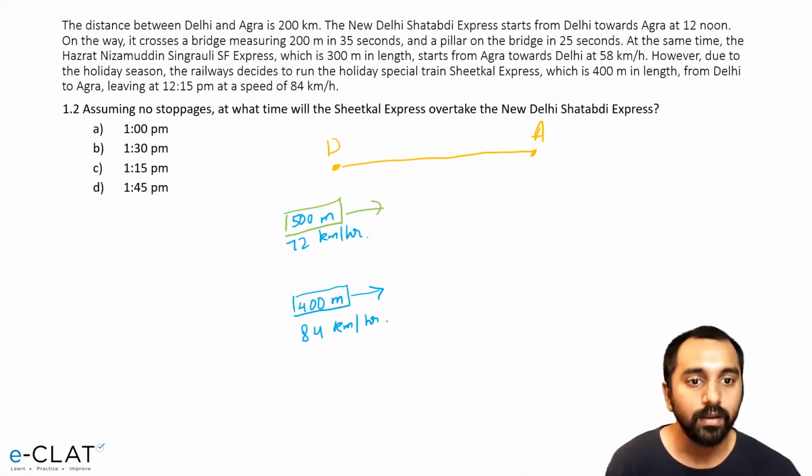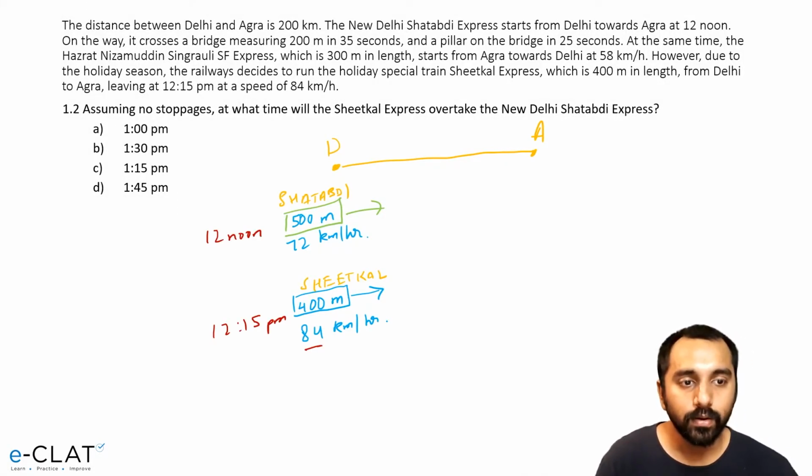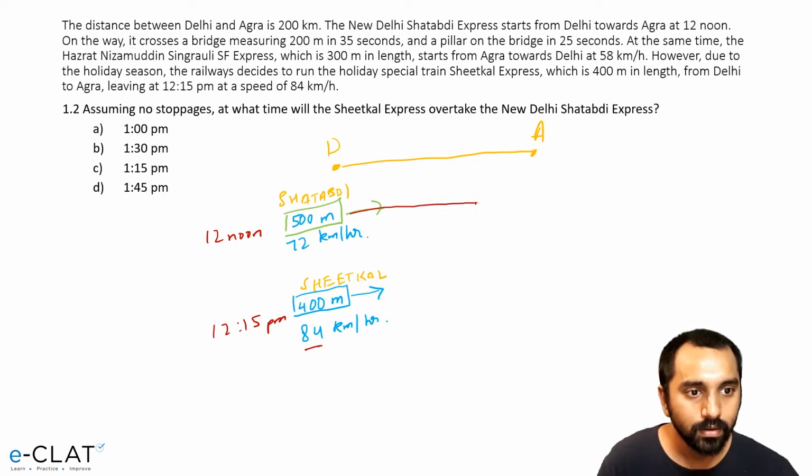So I'm using it. It says, at what point on this way will it overtake the Shatabdi? Let's say this is the point, imagine, at which it overtakes. So what we will do is, now this distance will be the same for both of them.